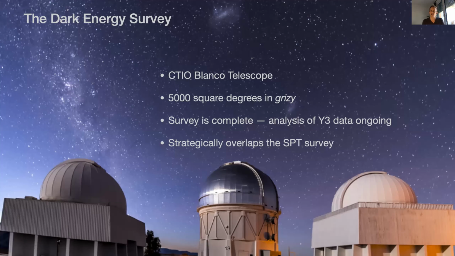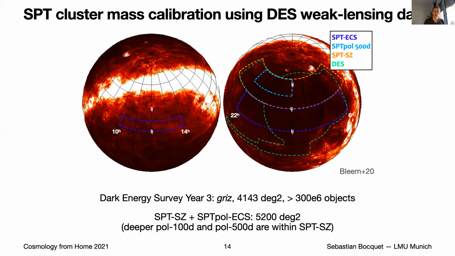And as you've certainly seen, there was the big data release of the 3x2 point cosmology analysis a couple of weeks ago. What's important for this talk is that the DES survey overlaps the SPT footprint, as is shown in this plot here. The green outlined contours are the Dark Energy Survey, and the other colors are the various SPT surveys. You see that there's a very good overlap, of course, and that's by design.